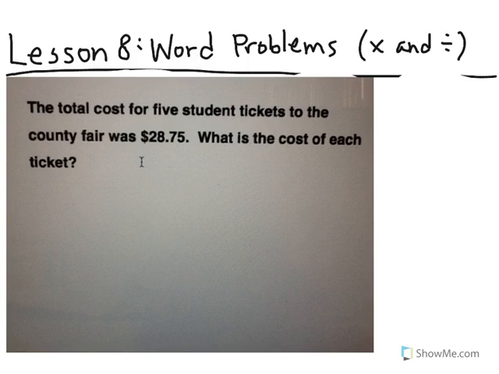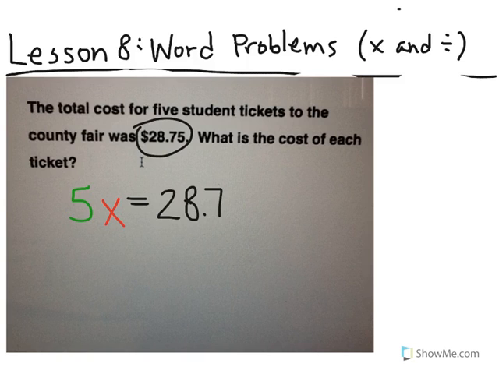Let's take a look at this next problem. The total cost for 5 student tickets to the county fair was $28.75. What is the cost of each ticket? Because each ticket is what we don't know, that's our variable. I'll use x to represent that. So we don't know the cost of one ticket, but we know that 5 times the cost of one ticket equals a total of $28.75. And here we've translated 5 student tickets. The tickets we don't know equals $28.75.